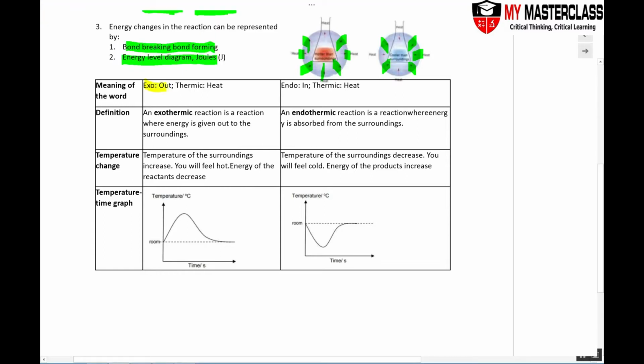Exothermic and endothermic. As I was saying, exo is giving out heat energy, endo is taking in heat energy. An exothermic reaction is where heat energy is given out and the surroundings will feel hot. There is an increase in temperature, and your thermometer will detect a rise in temperature. For endothermic, the temperature of the surroundings will decrease and you will feel it cold. The thermometer will detect a drop in temperature.